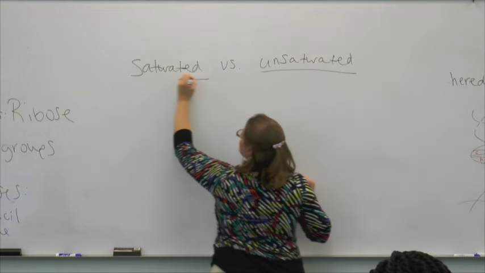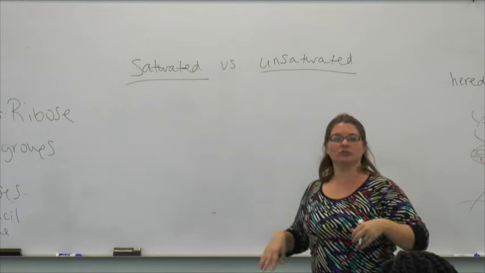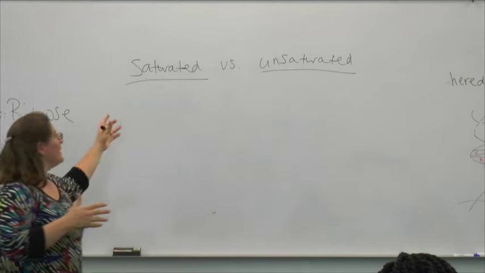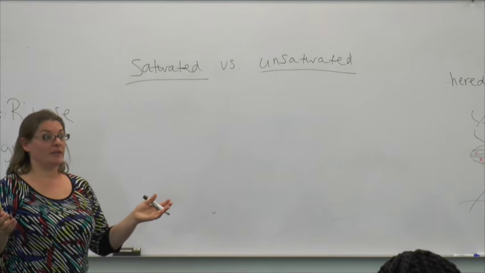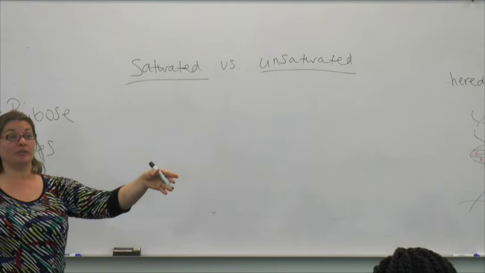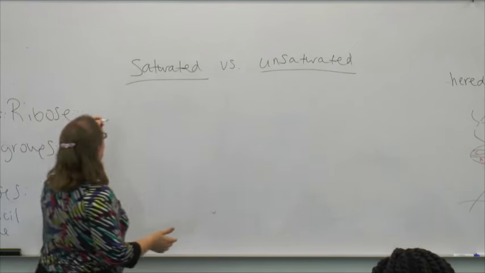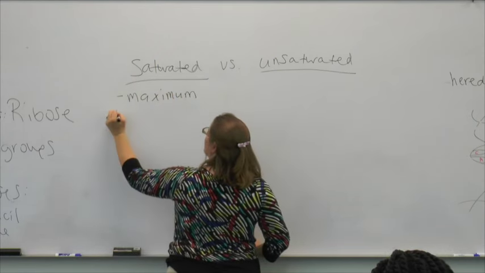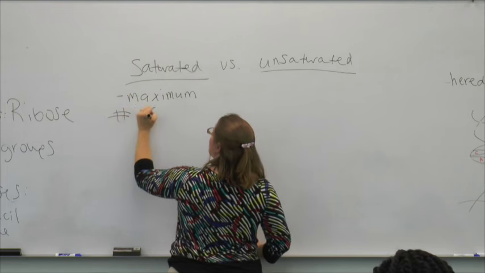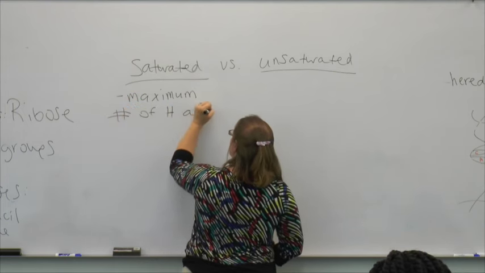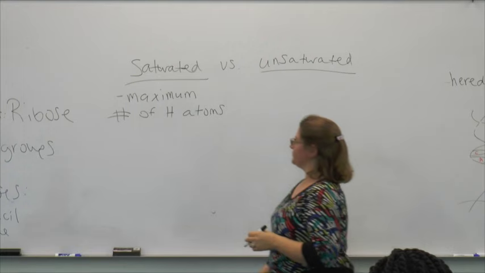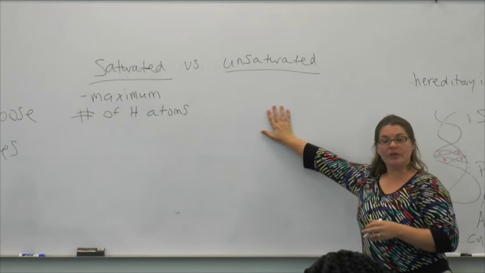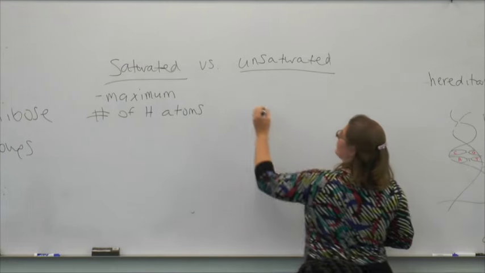Okay. So in terms of their chemical structure, what are some of the important differences? Saturated fat is saturated with what? It's saturated with hydrogen, okay? So that means that a saturated fat has a maximum number of hydrogen atoms around the carbon skeleton, okay? What about an unsaturated fat? Does it have the maximum number? No, that's less than the maximum number.